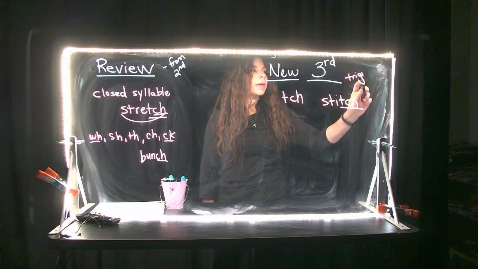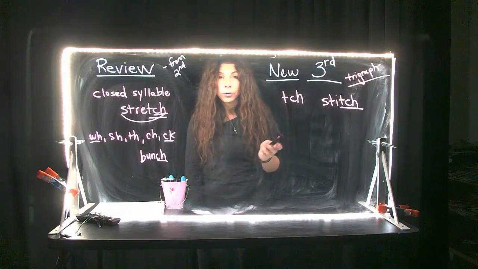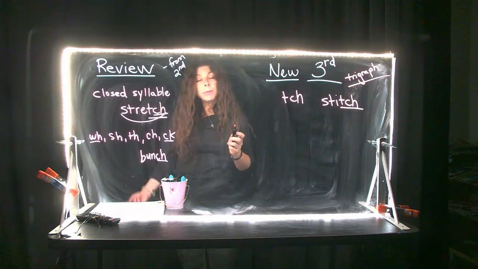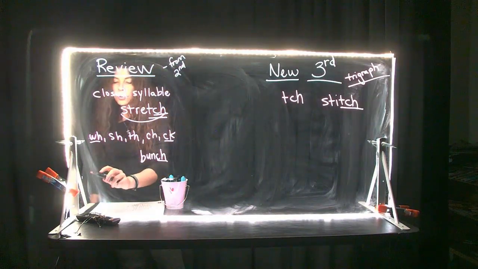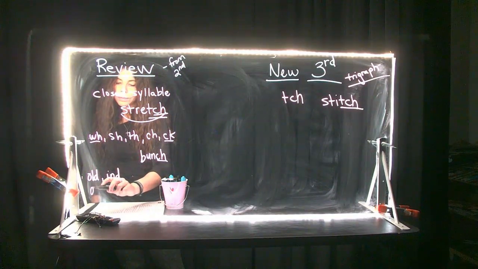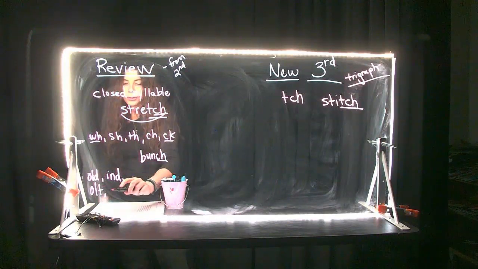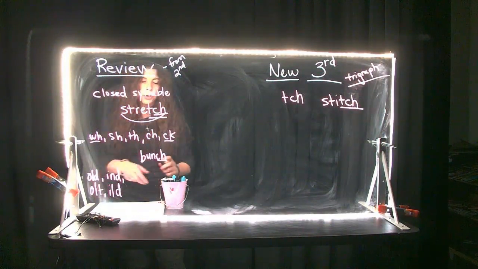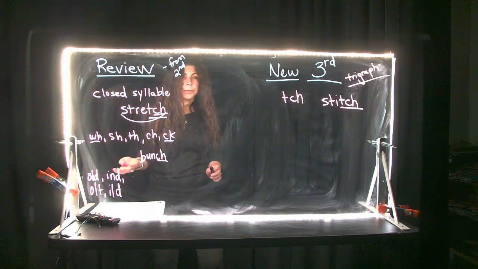Did anyone have that written down on their paper as something new that they remembered that they learned so far in third grade? We reviewed our exceptions, our closed syllable exceptions, which were old, ind, olt. You're going to learn about the trigraph. So the trigraph is similar to the digraph. These are our closed syllable exceptions. So that was a review from second grade.